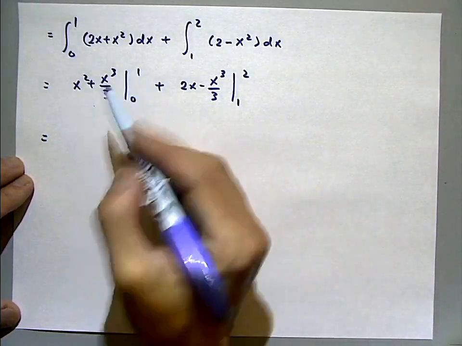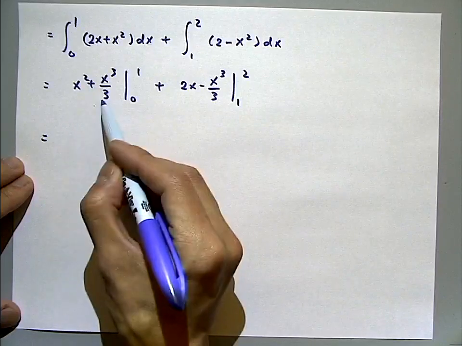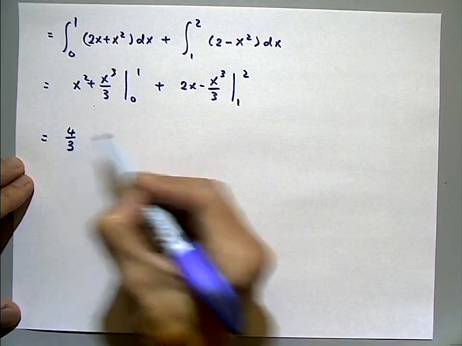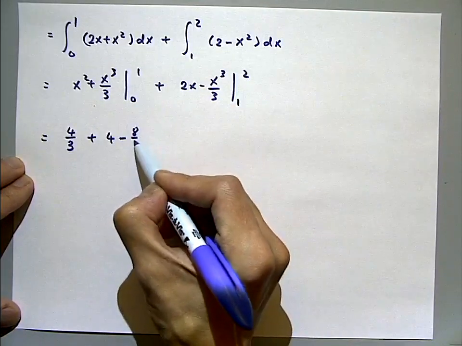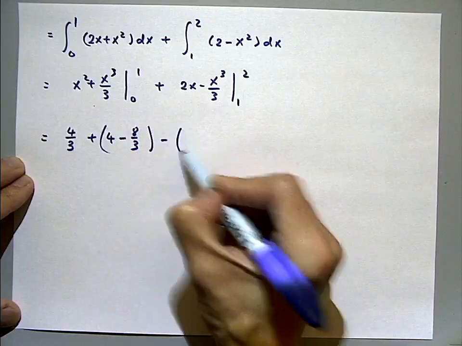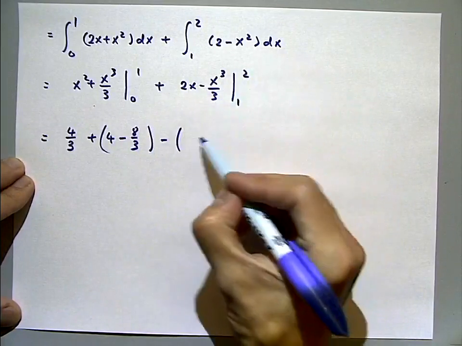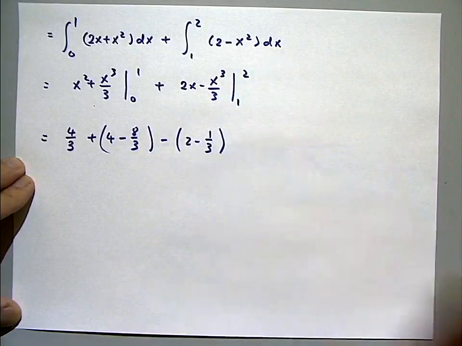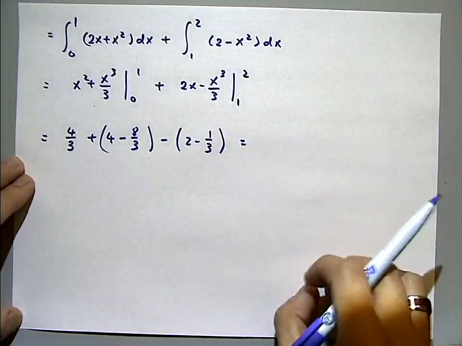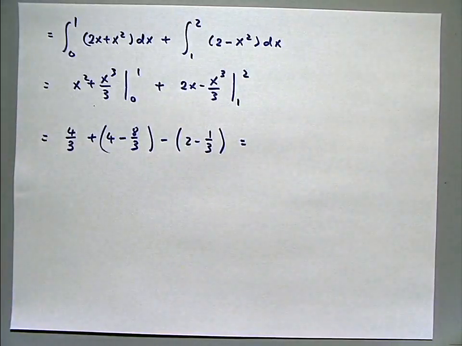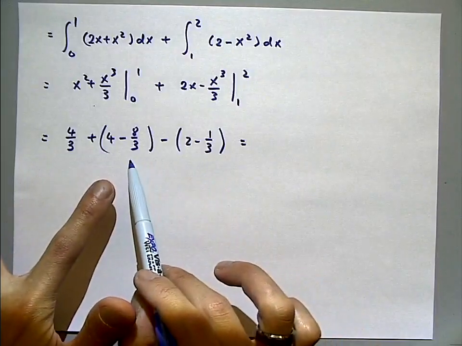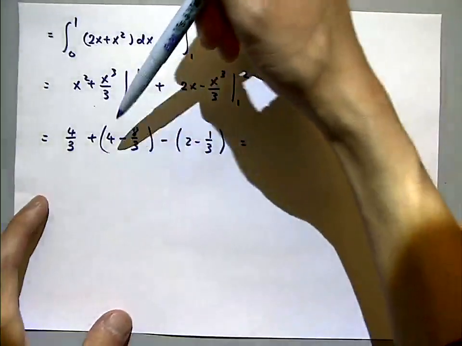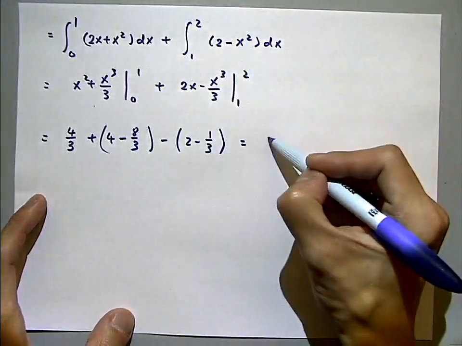And let's see, what do we get? We get 1 plus 1/3, that's 4/3, plus, that's a 4 minus 8/3, minus, that's a 2 minus 1/3. And let's see, this is 5/3 minus 8/3, that's minus 1. And we have a 4 minus 2 minus 1, that's a 1. Turns out to be 1.